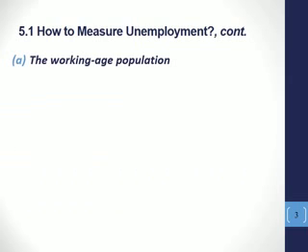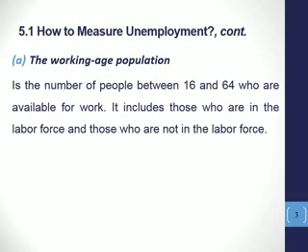So first of all, what do we mean by the working age population? From its name we are talking about all those who are in the working age, all those who are able to join the labor market. The working age population is the number of people between 16 years and 64 years old who are available for work. Of course, all those below 16 years old will be considered children, and all those above 64 years old will be considered retired.